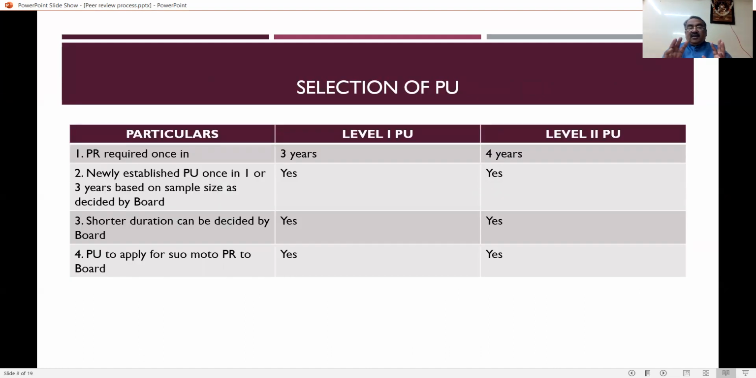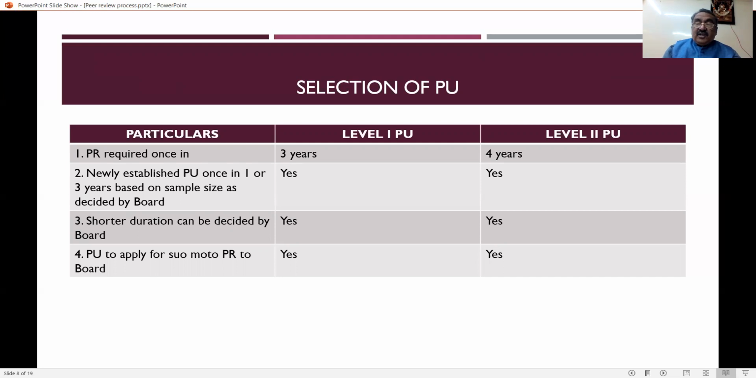And here, how the units have been selected. That is level 1 and level 2 practice unit. We will discuss later what is level 1 and level 2. And peer review is required once in 3 years for level 1 and 4 years for level 2. So that means this is valid only for 3 years. So every 3 years, peer review has to be conducted on level 1 and level 2. And suppose if it is a newly established one, then with the sample size and as decided by the board, peer review can also be undertaken. And other than once in 3 years, if the board feels that a shorter duration is also required, yes, it is also permitted. Then peer review can also be taken for that.